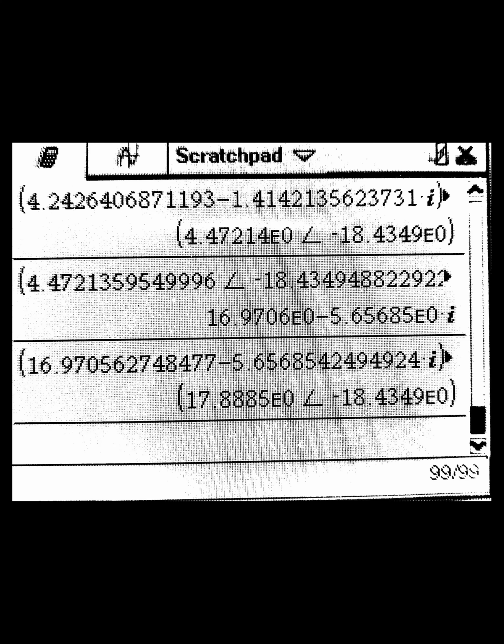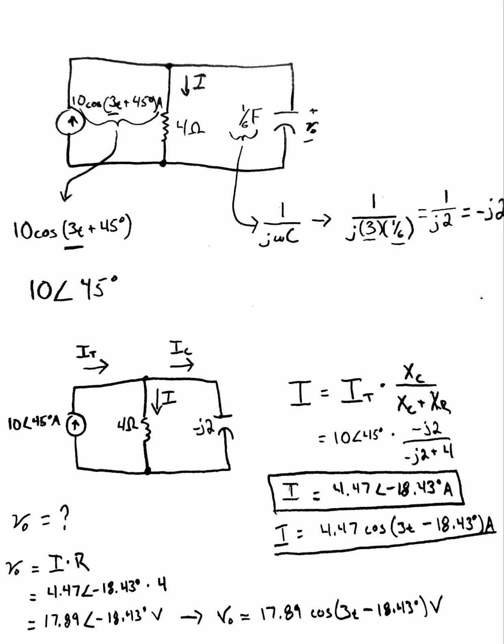You can see the angle didn't change here. That's the key thing because the resistor doesn't affect the angle at all. The source and the capacitor affect the angle. And since we've already calculated the angle based on the capacitor, it's not going to change across either of these. So, the voltage across the capacitor is 17.89 cosine 3t minus 18.43 degrees volts. And that is this equation broken down into its simplest components.